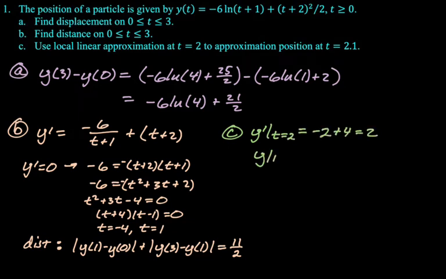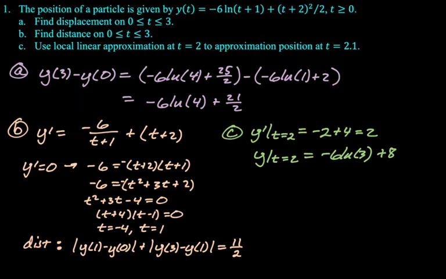And we just plug in. y prime's over there in part B. And then y at t equals 2. So we, again, are just subbing in. It's not pretty. We get -6 natural log of 3 plus 8. I don't know what that is. But I can still write a tangent line. I can still approximate it. I'll just get an approximation that I don't know the value of.